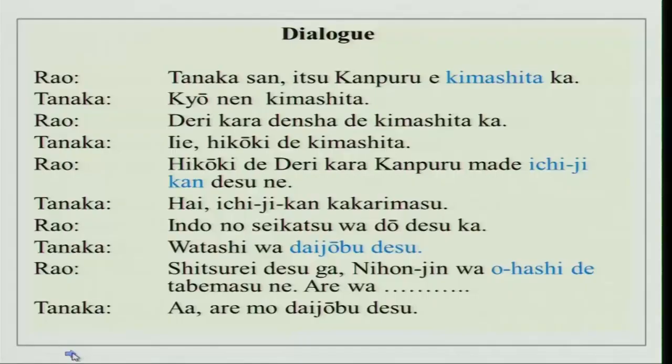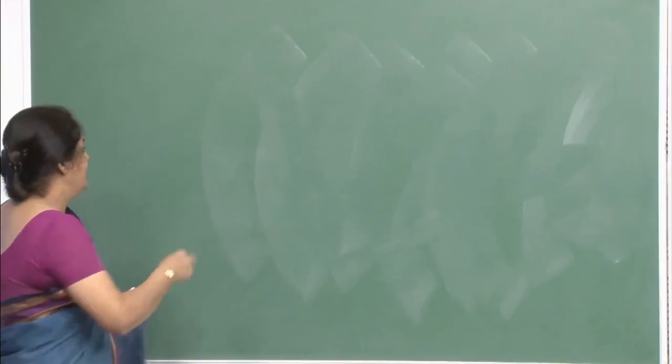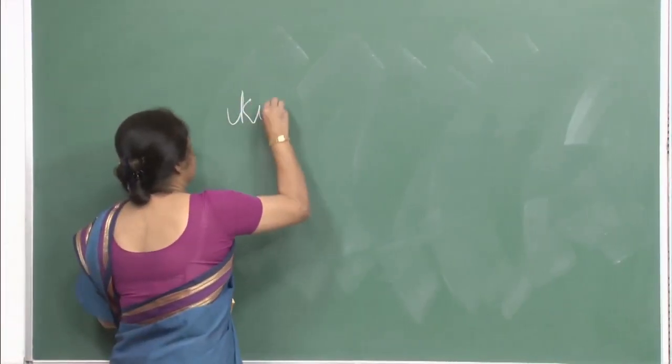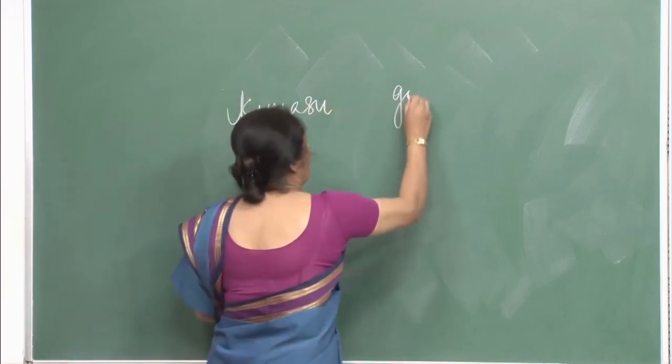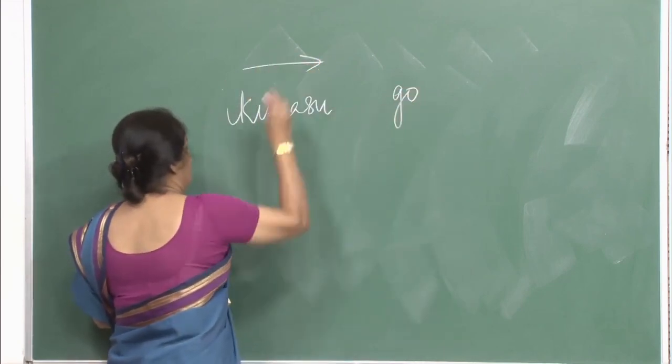So, well, there are a lot of new words over here, and there is a verb in past tense as well, and a few expressions also. So, we'll discuss them right away. Over here, Tanaka-san, itsu Kanpur e kimashita ka? Now, we have done ikimasu, which means go, go somewhere.